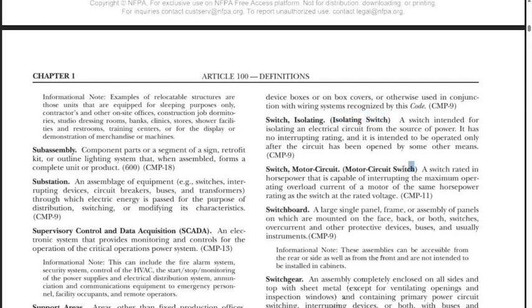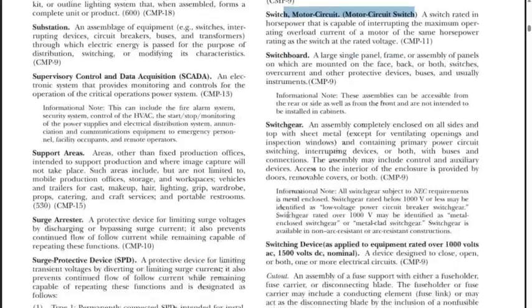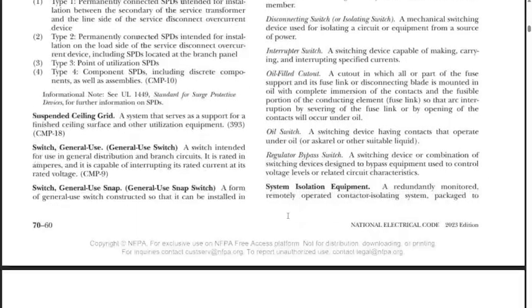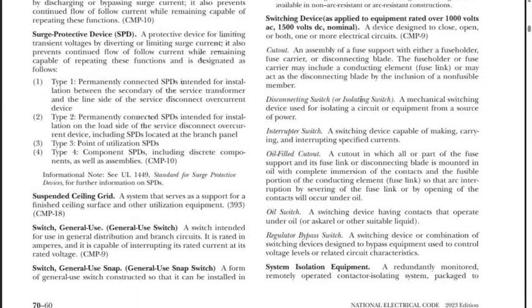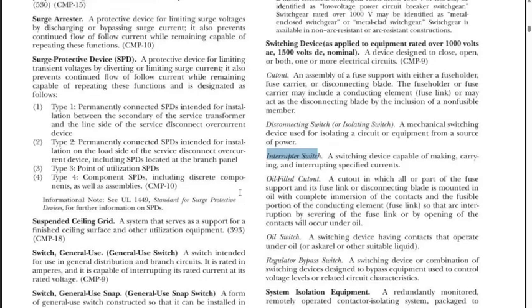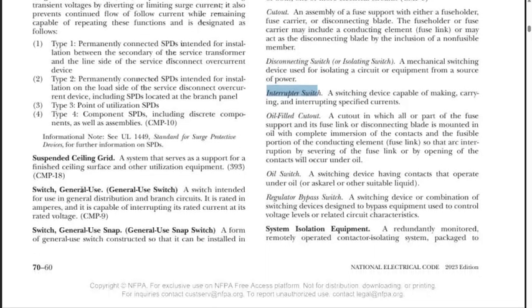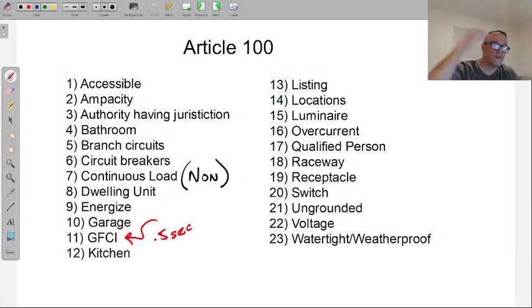All right, there are some other types of switches. Isolating switches, switches for motors. Even when you come down here a little bit, sorry about that, we have disconnecting switches, interrupting switches. All right, there's a lot of switches in the electrical world. When you get into the motor world, even more. There's sensors that are considered switches.